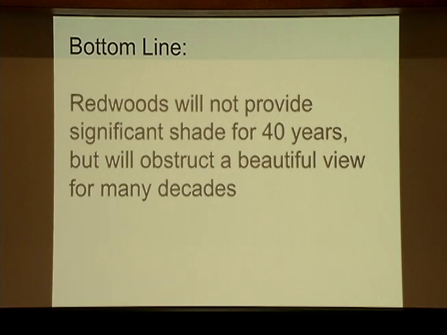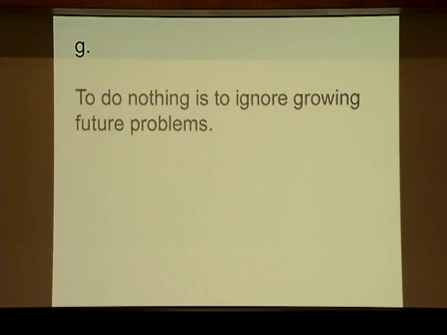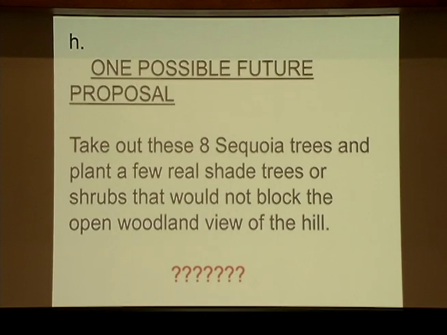The bottom line is that these redwoods provide little or no shade and will certainly obstruct a beautiful woodland view for many decades to come. To do nothing is to ignore this growing problem that's only going to get worse. One possible solution, a proposal that I was going to make in the future, is to take out these 8 sequoia trees and plant a few shade trees or shrubs that would not block the open woodland view of the hill. However, now, after thinking about the arc of the sun during the summertime, I don't think anything is going to provide shade at that spot for cars in that parking lot, especially when we need it.